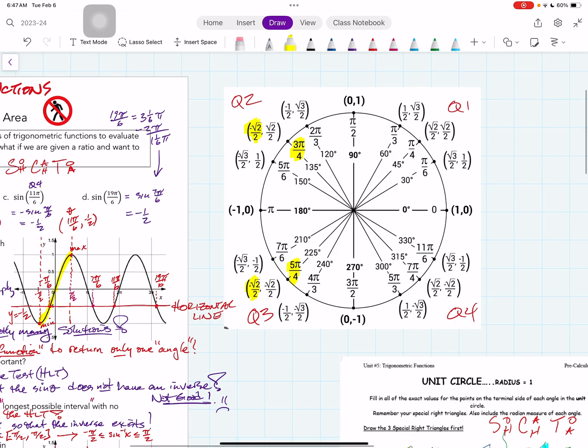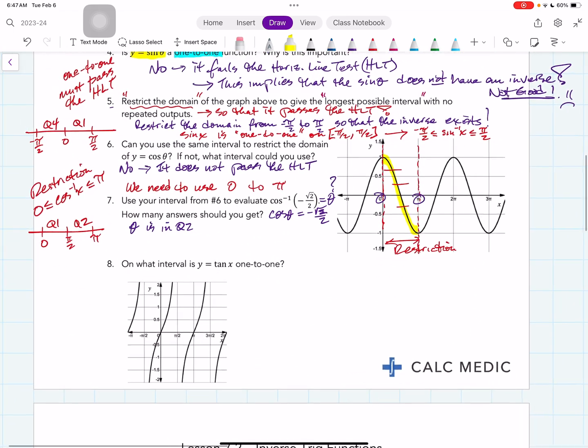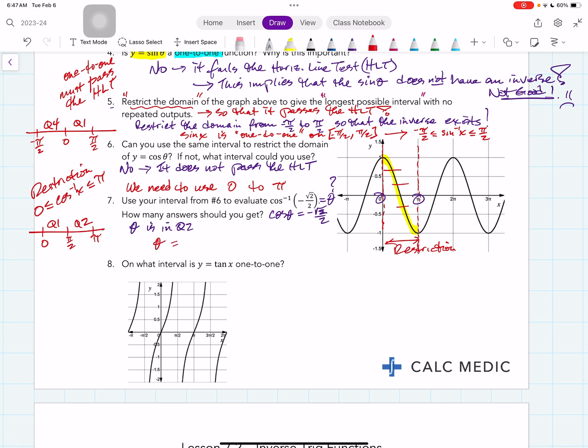So the answer of the angle has got to be 3 pi fourths. Let me write it like this. The inverse cosine, or arccosine, of negative root 2 over 2 is an angle. Remember, this is an angle now, so you have to understand that. It is equal to 3 pi fourths in quadrant 2 because it's negative. It's not in quadrant 1. And we got one answer back, and that's important.